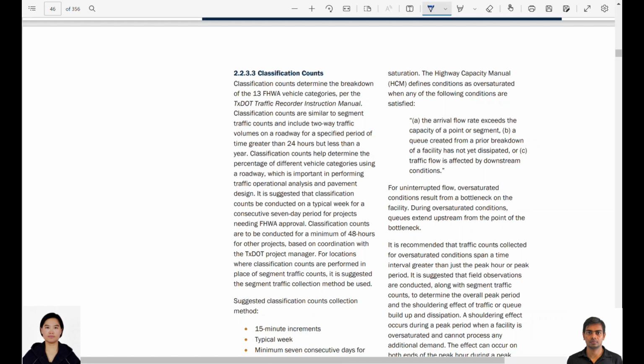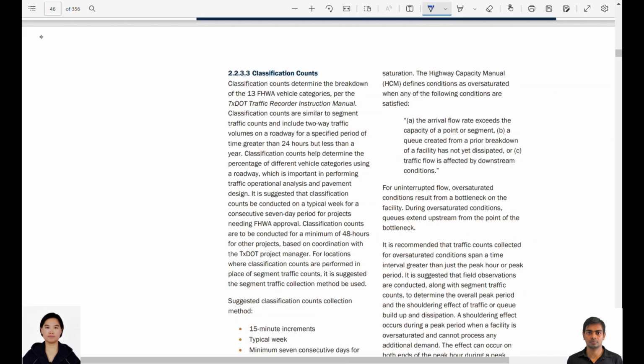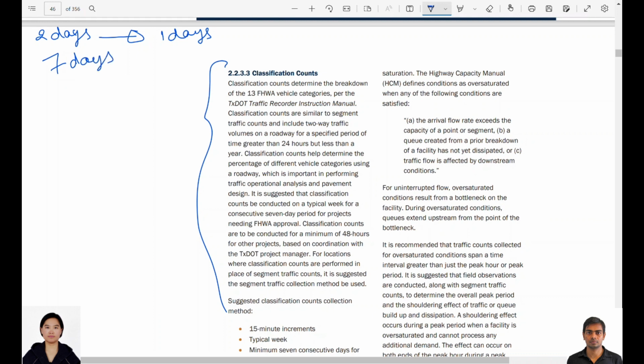Classification counts. We typically collect classification at certain locations, typically for a day or two. The recommendation has always been to collect 2 days of counts, and again, because of budget constraints, we end up collecting 1 day of data. Now the recommendation is to collect 7 days of class count, for a specific period greater than 24 hours but less than a year.